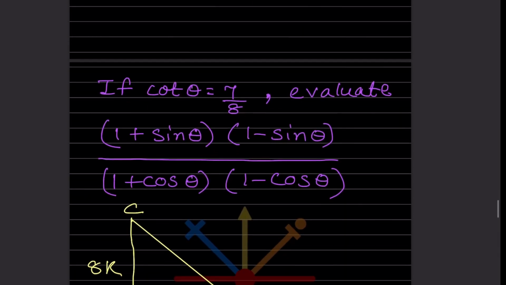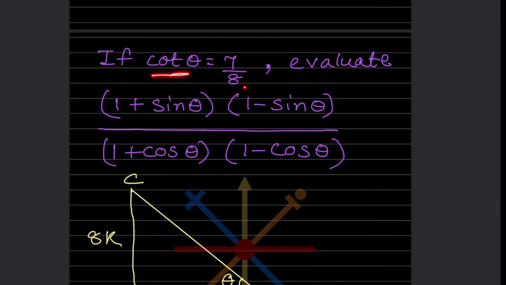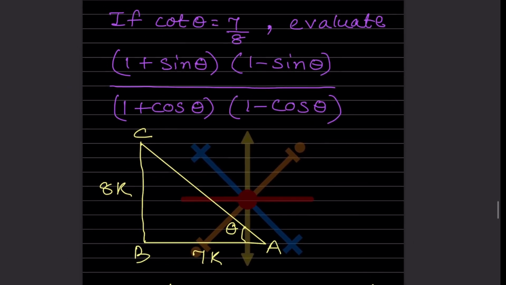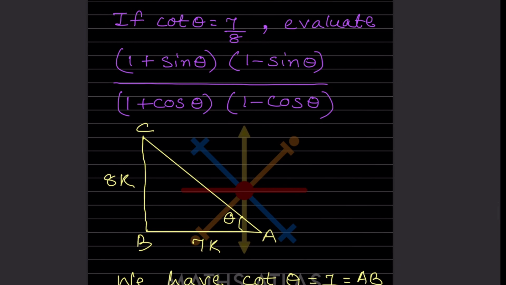So now look, we will go for the first question over here. It says that if cot theta is 7/8, we have to evaluate, means find the value of (1 plus sine theta) multiplied by (1 minus sine theta), divided by (1 plus cos theta) multiplied by (1 minus cos theta). So now let us draw the right triangle for this one.